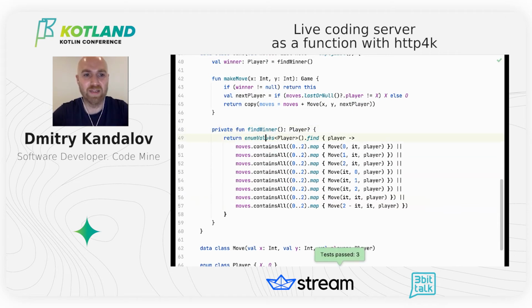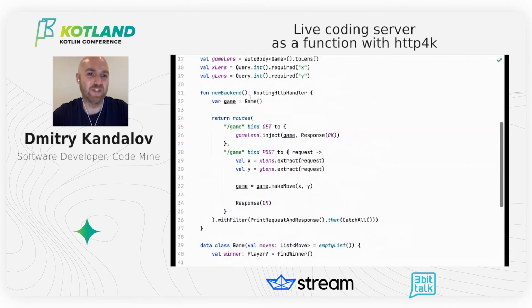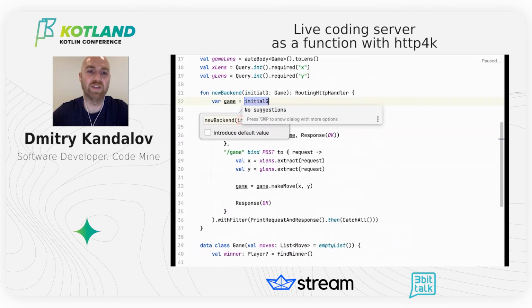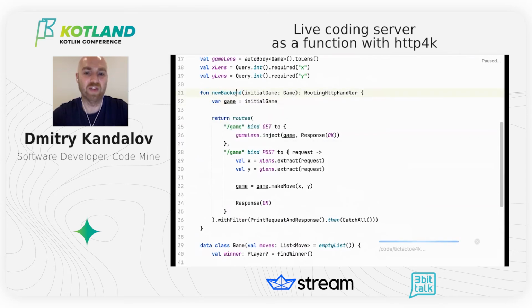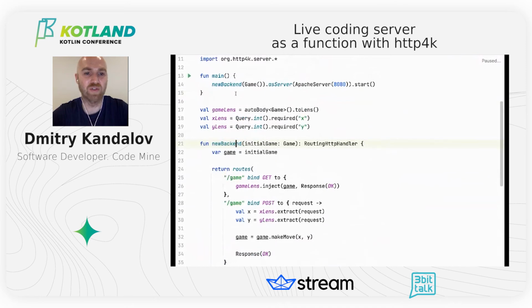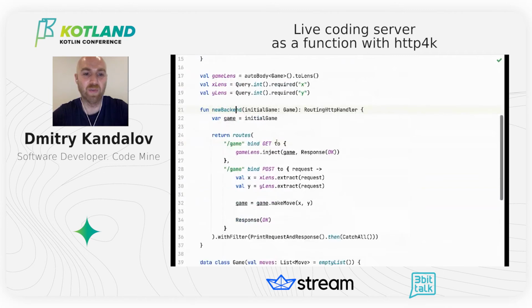So the test still passes, and at this point, maybe it's the time to do a bit of refactoring. So one thing I would do would maybe extract this game as a parameter and call it initial game. So this way, when we construct the backend in our main function or in the tests, we can pass in game in any state. So for example, if we want to test how the winner functionality works, we can pass in a game and see what is the response from the backend. That's one thing I would refactor.